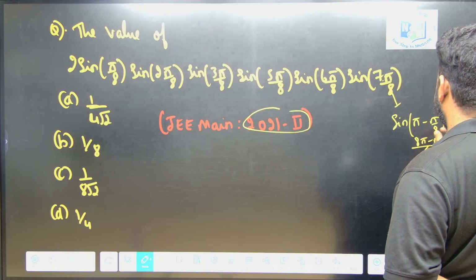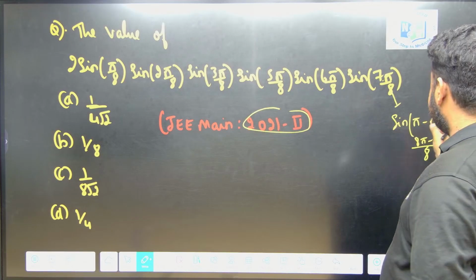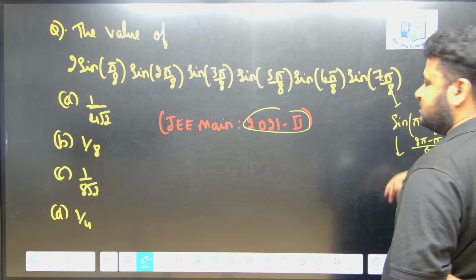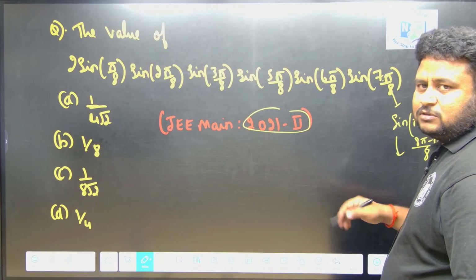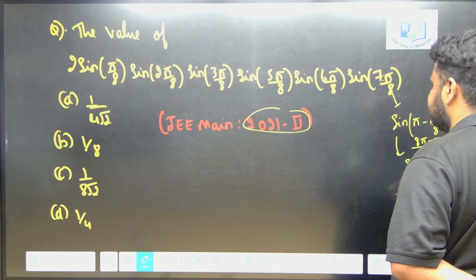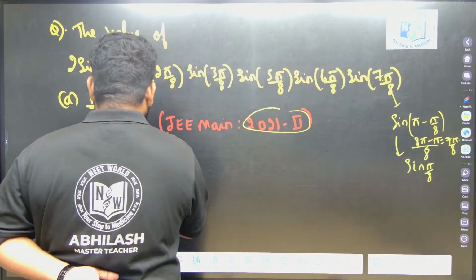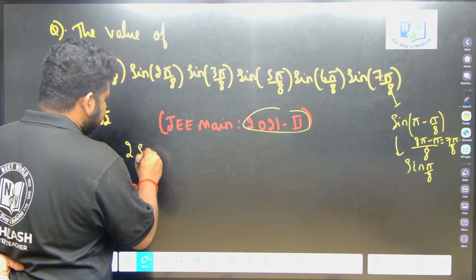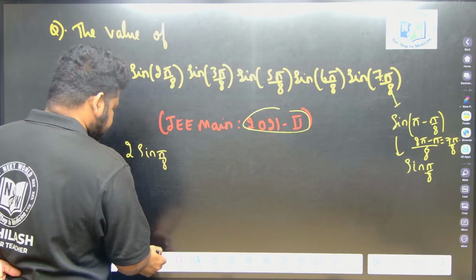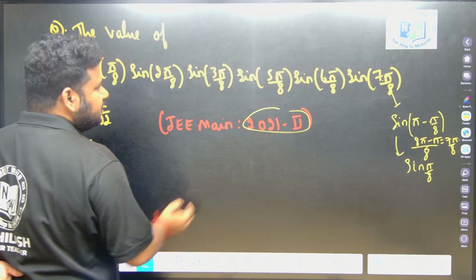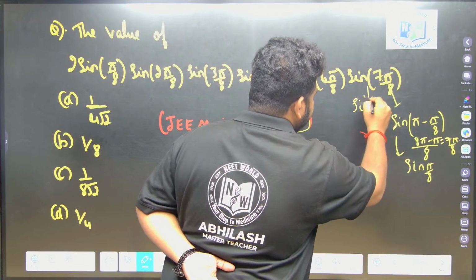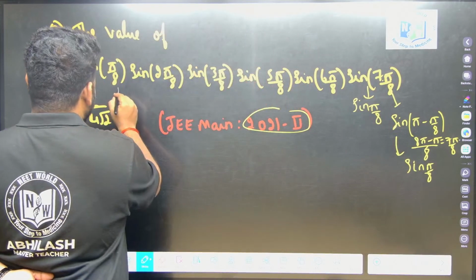Sin pi minus pi by 8, that is sin pi minus something, means that is in the second quadrant. In the second quadrant sin is positive. Sin 180 minus theta, that is 180 is an even multiple of pi by 2, so sin will remain sin. So this I can write as sin pi by 8. So see here, I will get 2 sin pi by 8 here. Let me write it here. So this will become sin pi by 8 itself. I am already having sin pi by 8 here.